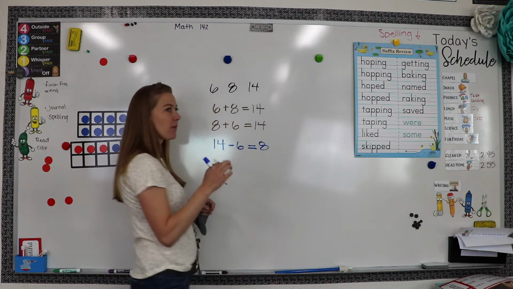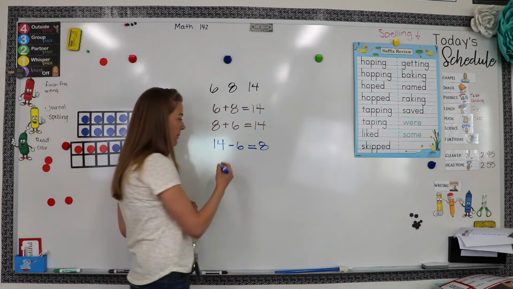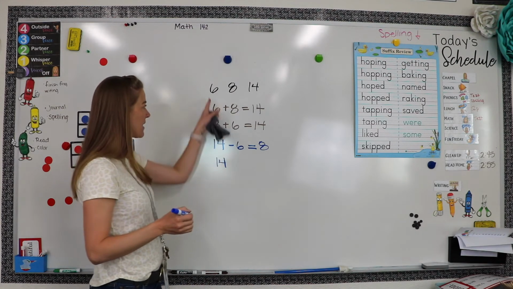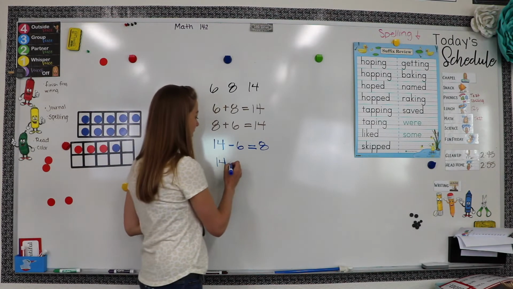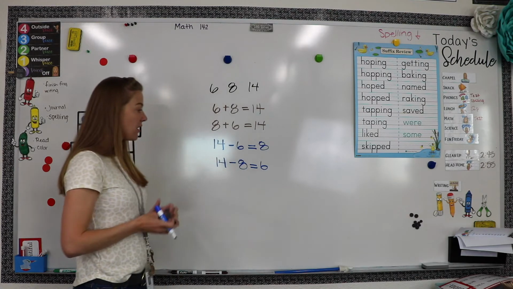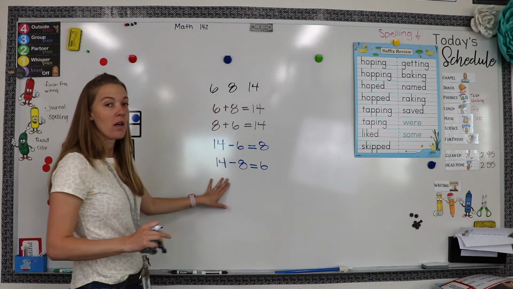Okay, now I need to write one more sentence. I need to start with the biggest number still because I'm doing a subtraction sentence. 14 minus, I already did the 6, so let's move to the 8. 14 minus 8 is equal to 6. And you can check your answers by actually doing the math in your head or on a piece of paper.